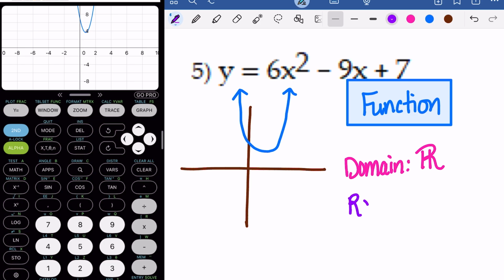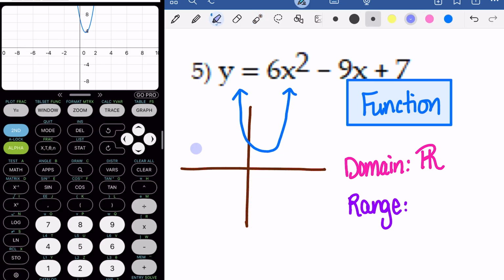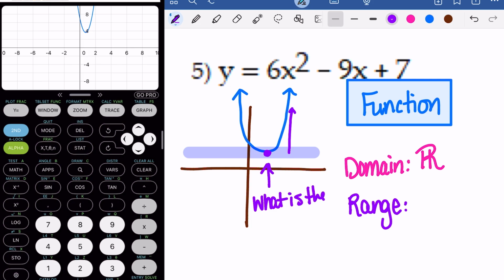Now let's talk about the range. The range, that's my y values. Well, my range is not all real numbers because none of these values down here are included. My range does not start until I get right there. And so my y values are only from whatever this point is and up. So I need to figure out what that point is. I need to know what is the y value of that point, because that is where my range starts.